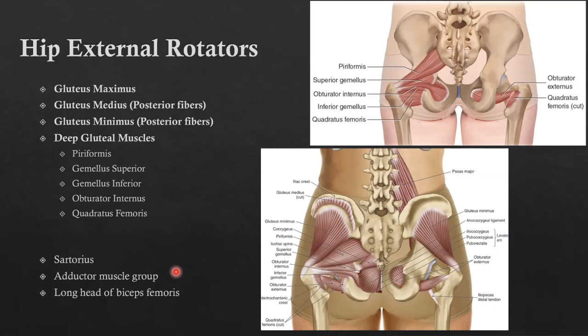And this is mainly because their insertion point is on the medial aspect of the linea aspera, which is found on the posterior aspect of the femur bone. So you notice, due to that particular attachment, once they contract, they pull the posterior aspect of your femur bone more medially, which causes the leg as a whole to actually externally rotate. So again, contrary to common belief, the adductor muscle group, when contracted, will also cause your hip to externally rotate.